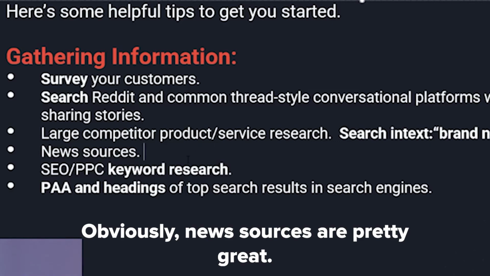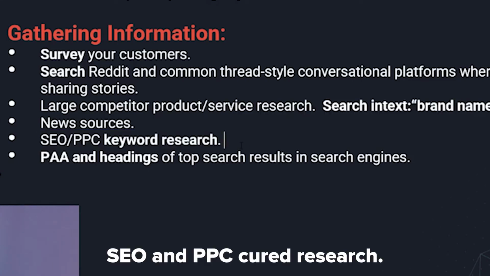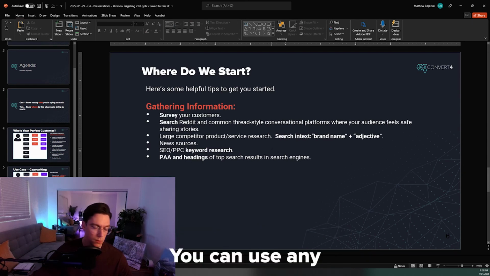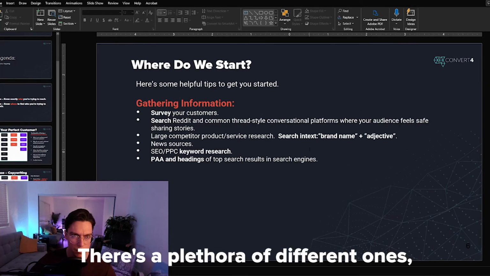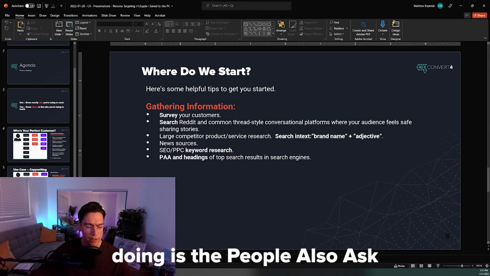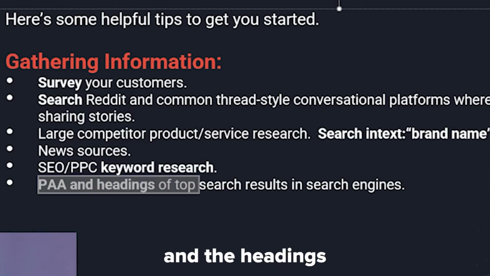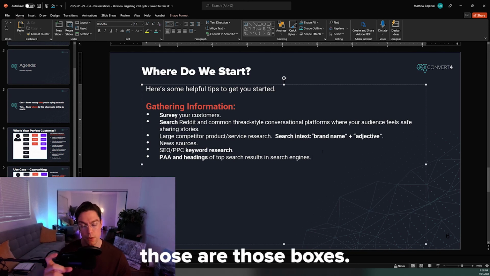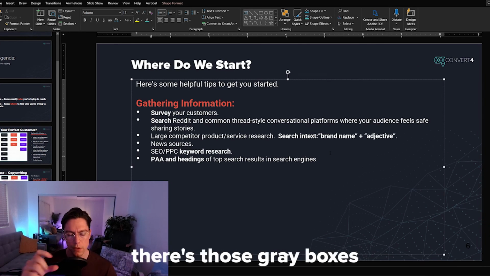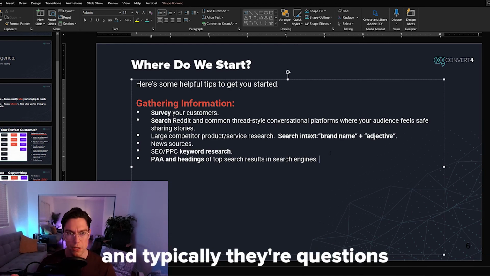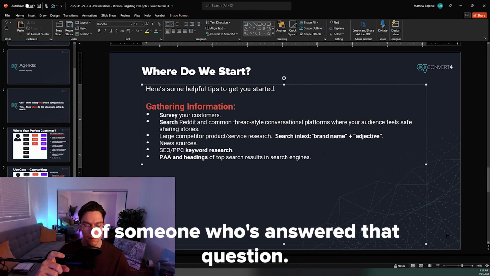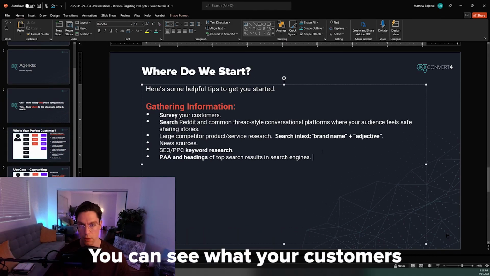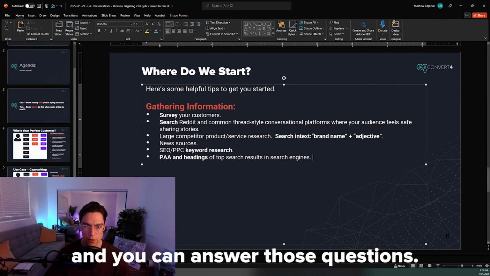Obviously, news sources are pretty great as long as they're credible. SEO and PPC keyword research, you can use things like Google Trends or Google Ads tool. You can use any SEO keyword research tool out there. There's a plethora of different ones. And then another one that I really like doing is the People Also Ask in the headings of top search results in search engines. So the People Also Ask, those are those boxes when you type a search into Google, there's those gray boxes that you can click, and typically they're questions. When you click that and it has a snippet of someone who's answered that question, that's a great area to do research. And for services or products, you can see what your customers are actually searching for, and you can answer those questions in an FAQ.